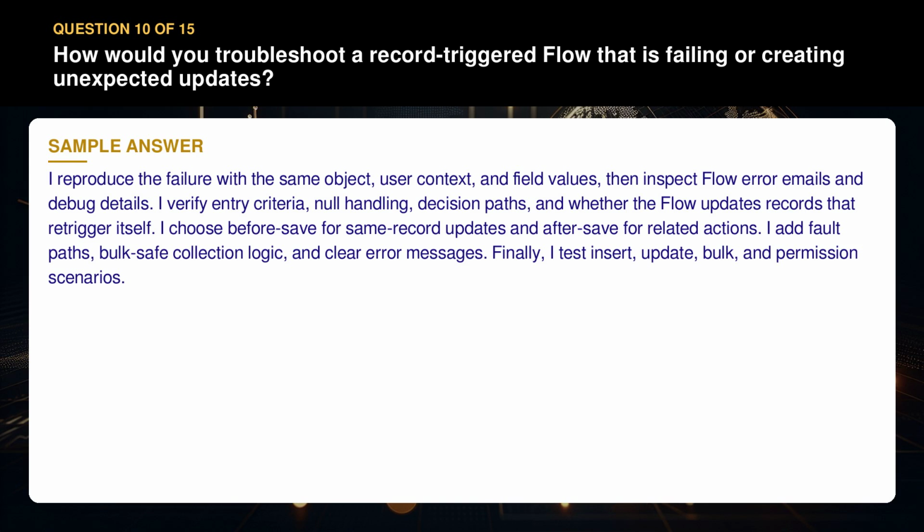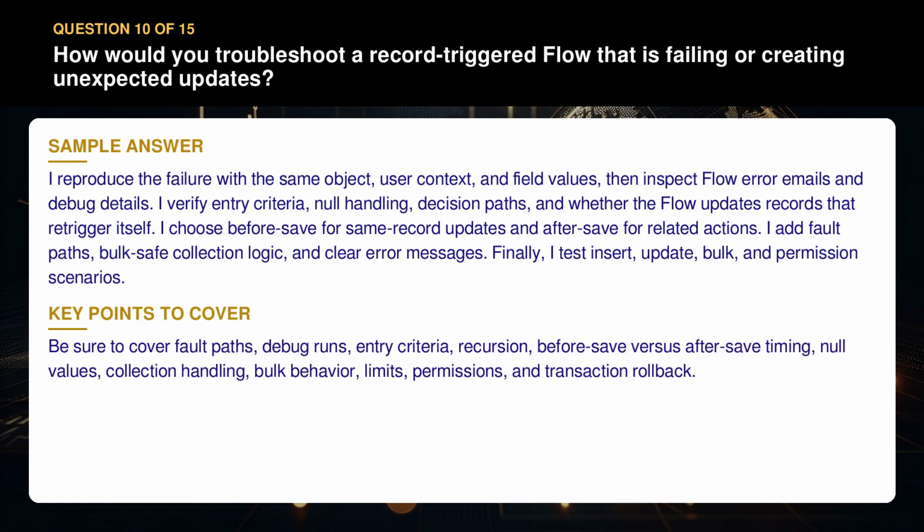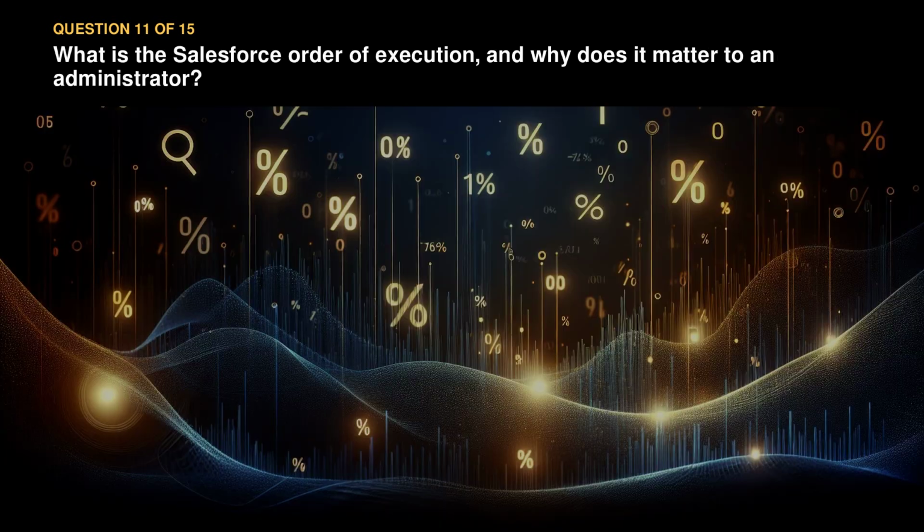I choose before save for same record updates and after save for related actions. I add fault paths, bulk safe collection logic, and clear error messages. Finally, I test insert, update, bulk, and permission scenarios. Be sure to cover fault paths, debug runs, entry criteria, recursion, before save versus after save timing, null values, collection handling, bulk behavior, limits, permissions, and transaction rollback.